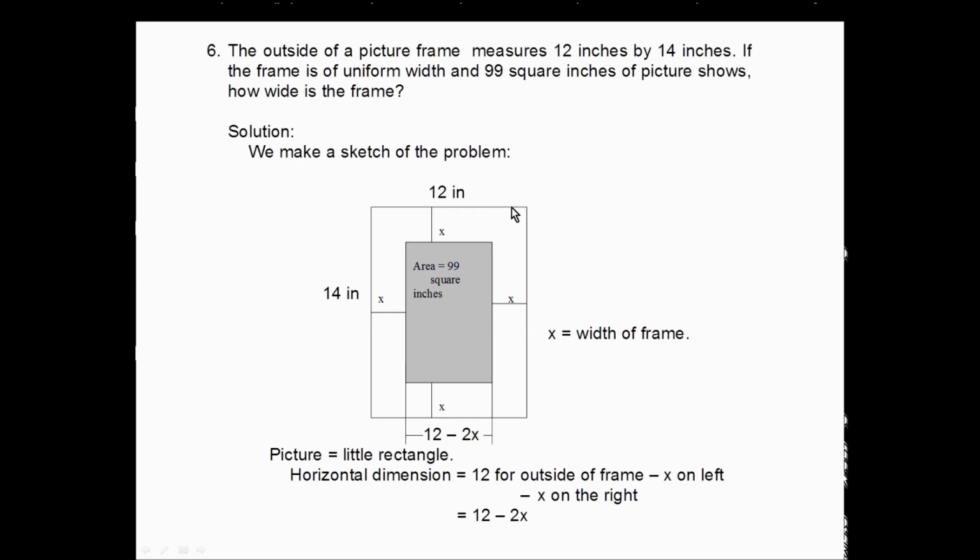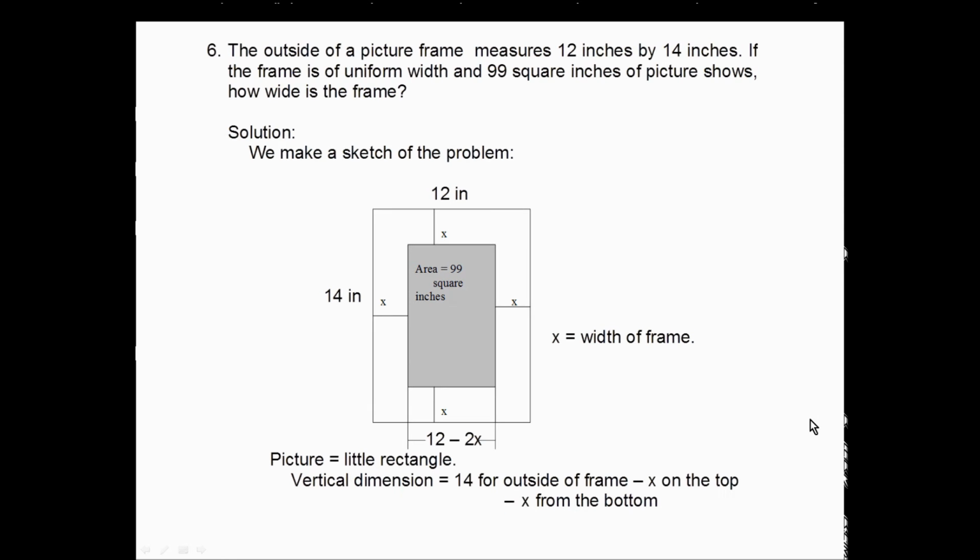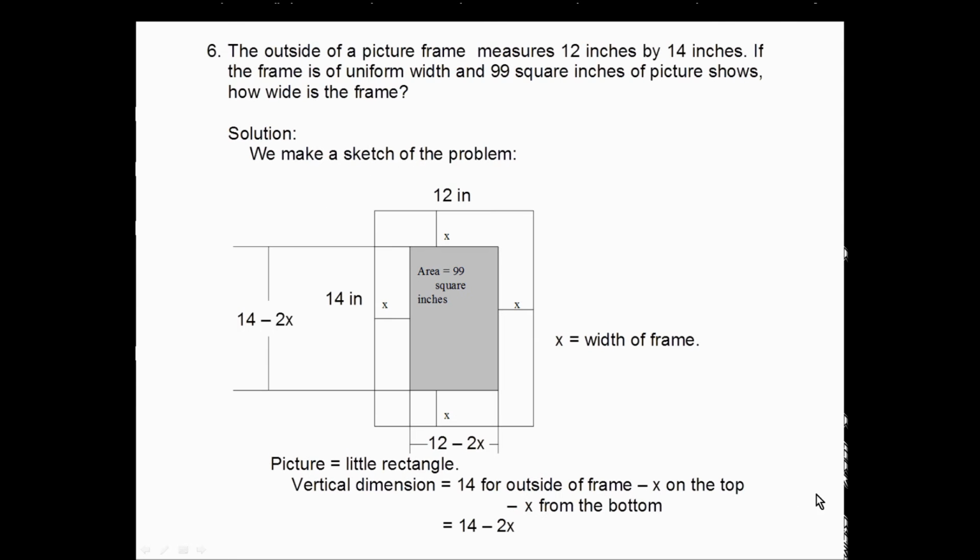In the vertical, the dimension is going to be 14 to start with for the outside of the frame. Take away x from the top, take away x from the bottom. It's going to be 14 minus 2x. So the vertical, 14 for the frame from here to here, take away 2 x's. So we now have the dimensions of the little rectangle.